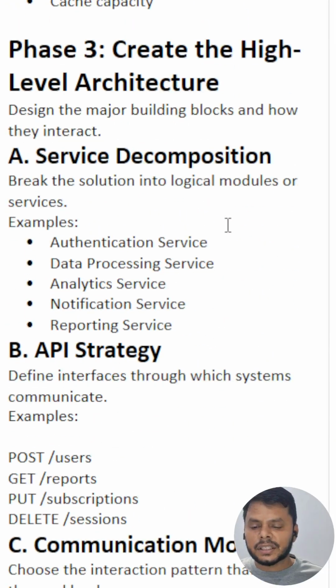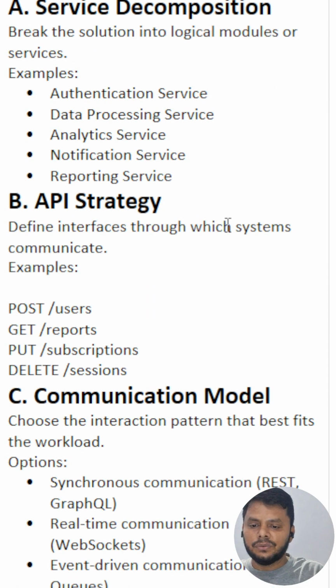And in the third phase, you have to create the high-level architecture. In this phase, you have to divide the application into different services, like you have to create different services for authentication, data processing, analytics, and notification, and you have to find out the API strategies, like what POST, GET, PUT, and DELETE methods there are.